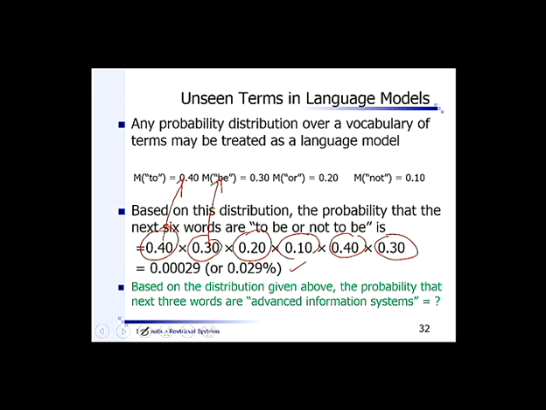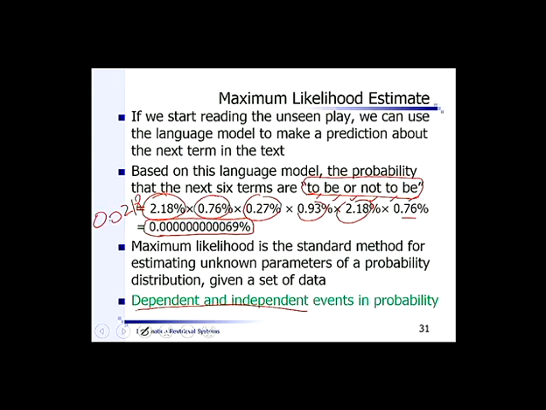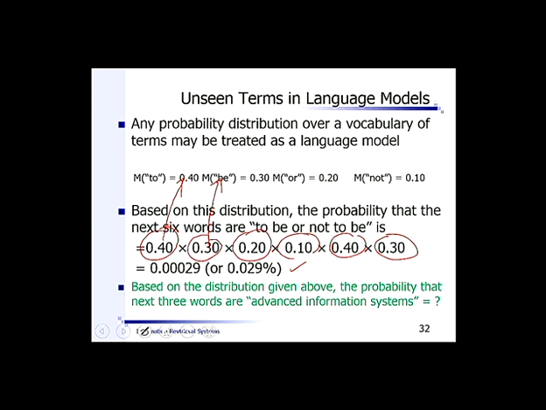Based on this language model, the one that I have just defined, the probability of getting the next 6 terms as "to be or not to be" is 0.029%, while it was this much in case of Shakespeare. For Shakespeare we had seen that the probability of getting the next 6 terms in unseen text is this. It's very, very low. Of course, because the probabilities of these terms were quite low, here we have taken them quite high.